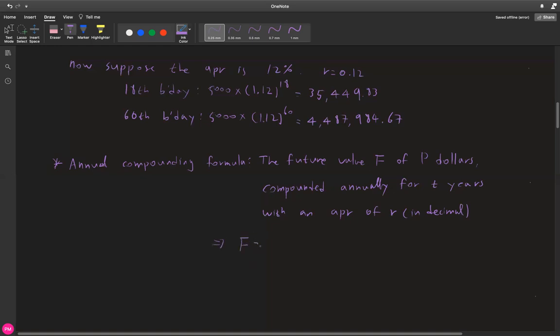F equals P multiplied by 1 plus R to the power of T.